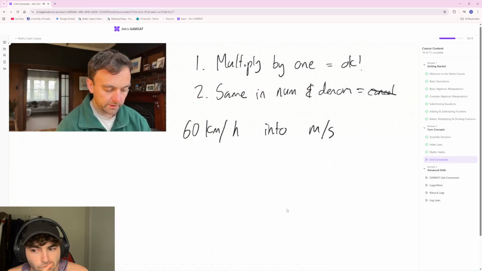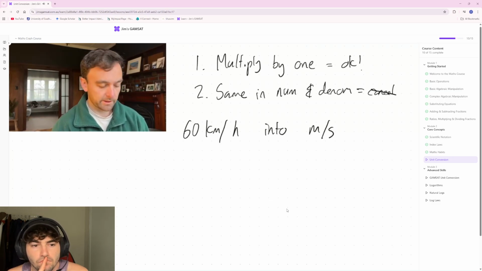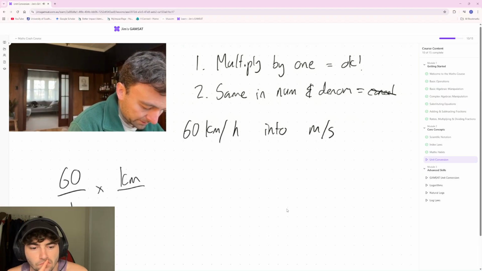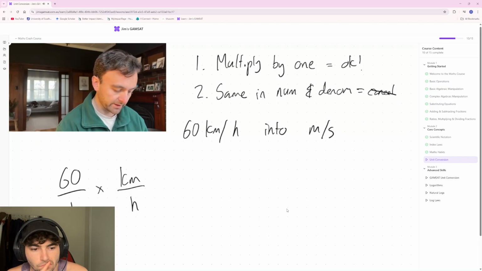I've written that out a little more clearly: we can multiply by 1, and that's fine, and if we have the same number in the numerator and the denominator, we can cancel that number out. Just to restate, what we want to do is convert 60 kilometers per hour into meters per second. How I want you to go about this is to write it like this: 60 over 1 times kilometers per hour. What we really want to be doing is separating the numbers from the units. Any number over 1 is just itself, so that's 60, and we're multiplying that by kilometers over hours, which is the same as kilometers per hour.